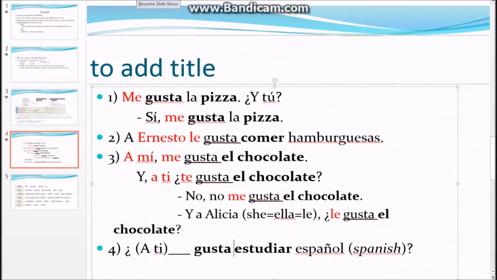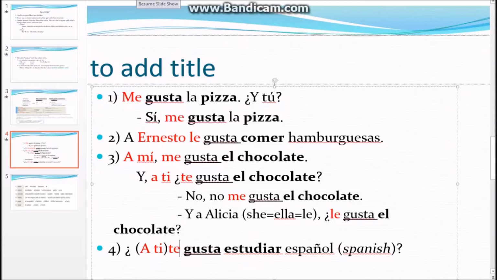Gusta. All right, so then let's make this underlined as well. Now we need to find out who. Who likes studying Spanish? Are there any clues in number 4? "Ti" is our clue. Now we need a pronoun that agrees with this, "a ti," because that's our who. We can't just leave the what with "gusta." We need the who. The who has to be the pronoun. So "a ti" agrees with me, te, or le.